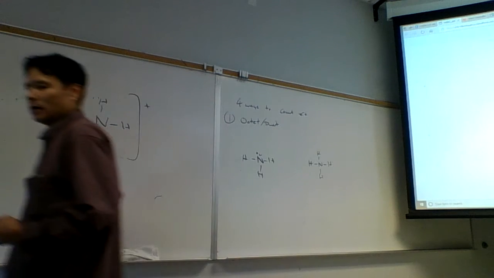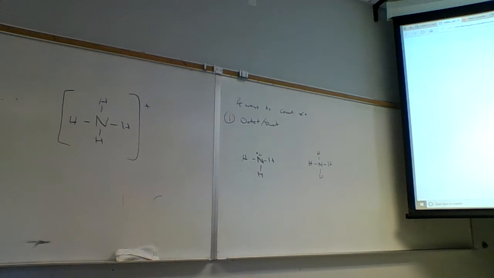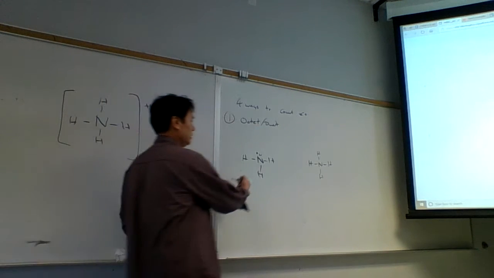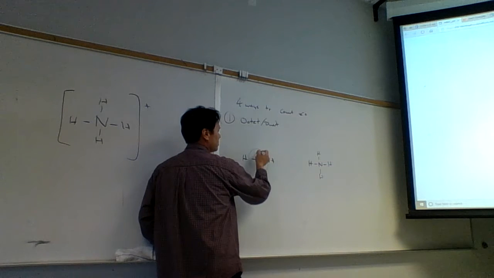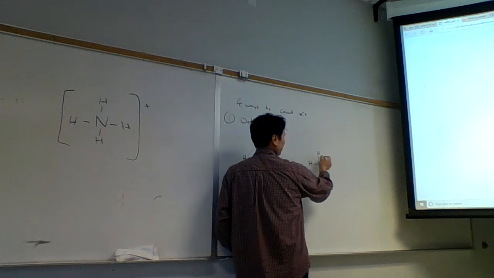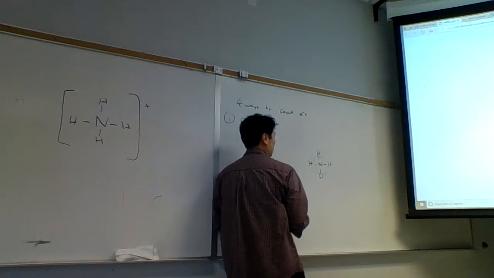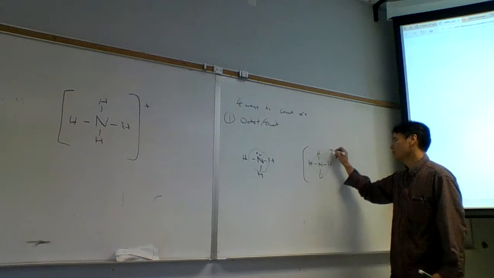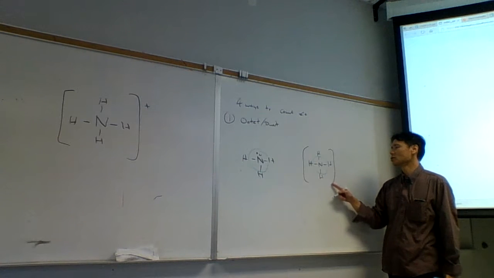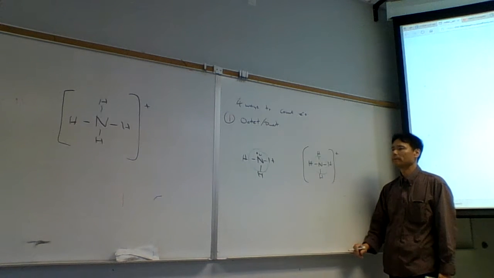Look at nitrogen here. Does the nitrogen have an octet in ammonia? Yes. Does the nitrogen have an octet in ammonium? Yes. Since ammonium has a positive charge, we put brackets around it. We always put brackets around anything that has a charge and write the net charge out here.